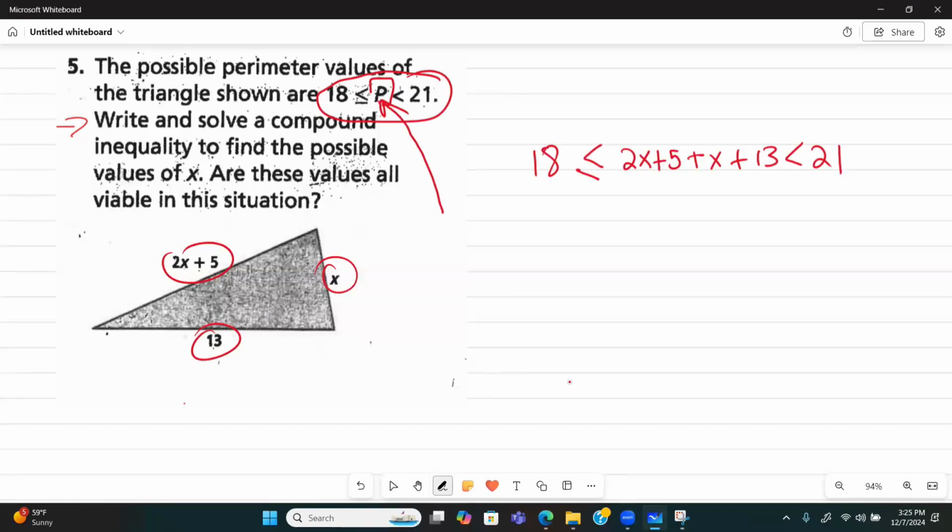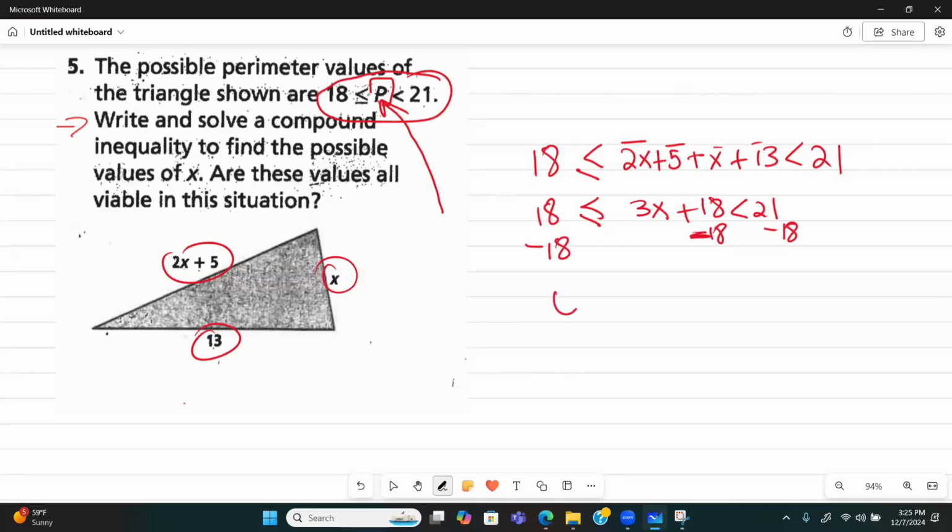Let us simplify this. So basically, I have my 18, which is less than or equal to, so this is 2x and x, that becomes 3x. 5 and 13 becomes plus 18. This is less than 21. Let us subtract 18 from both sides. So we'll minus 18 throughout. We're going to minus 18 here. We're going to minus 18 there.